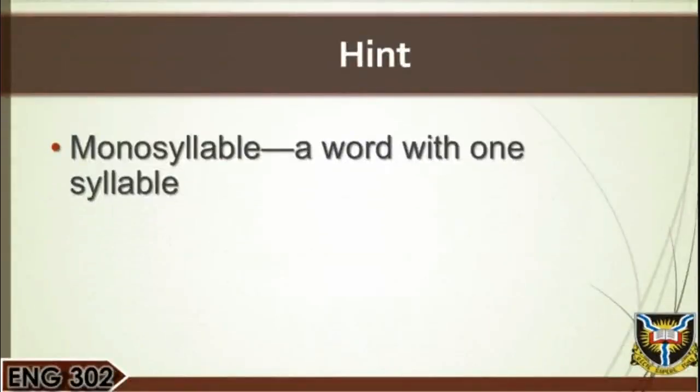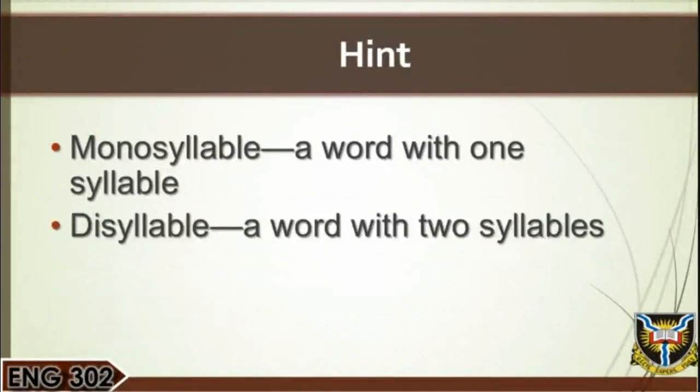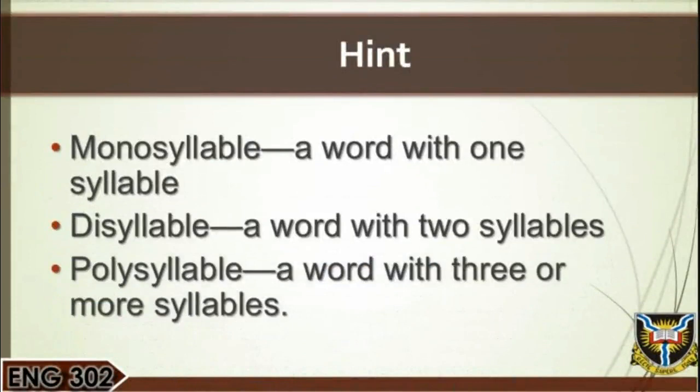Monosyllable, a word with 1 syllable. Disyllable, a word with 2 syllables. Polysyllable, a word with 3 or more syllables. Now, let's go on with our explanation.